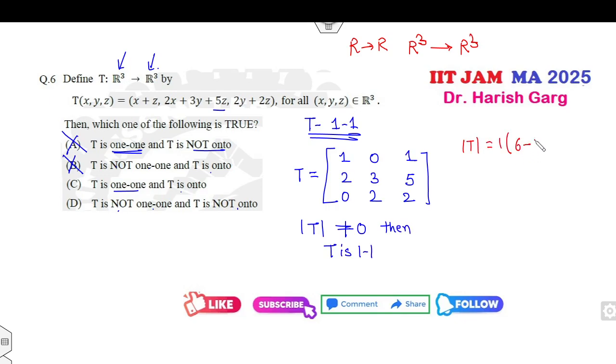1 times (6 minus 10) plus 1 times (4 minus 0). So that is minus 4 plus 4, which is 0. That means T is not 1-1. If T is not 1-1, that means it is not onto. So the last option is the correct answer of this problem.